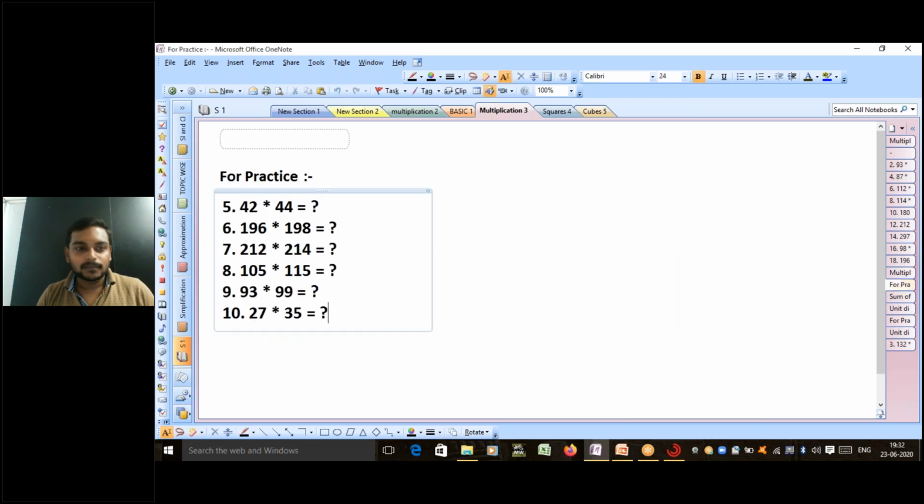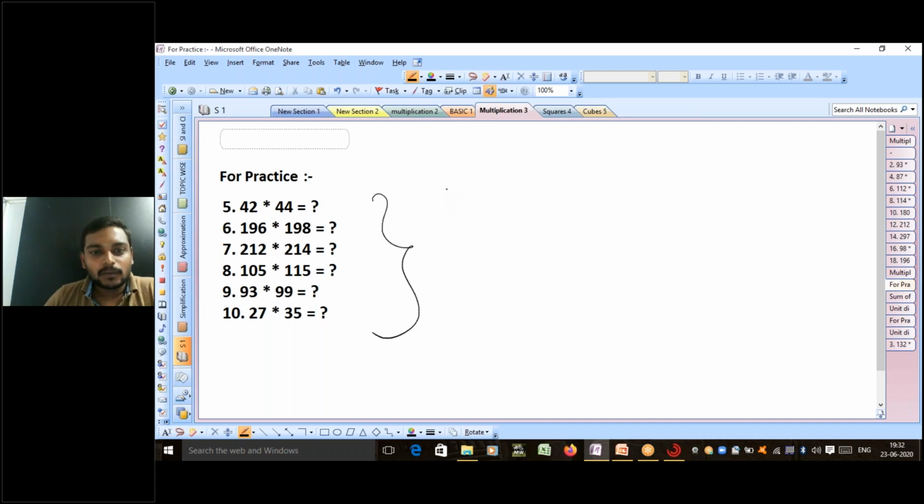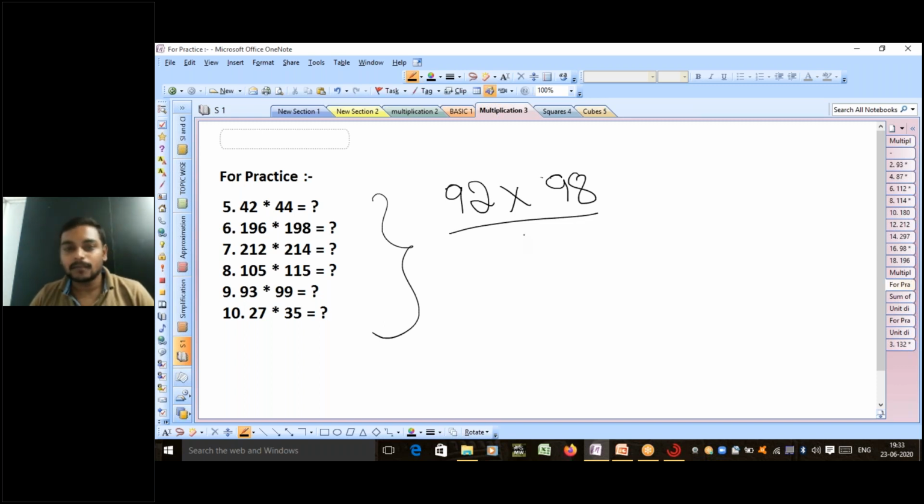Okay, here we have a number for practice. Let's try to practice these numbers. For example, I'll give you one example. If you have the number 92 multiplied with 98, just let me know the answer for this one. 92 into 98. It is also consecutive numbers, but it is consecutive even numbers.